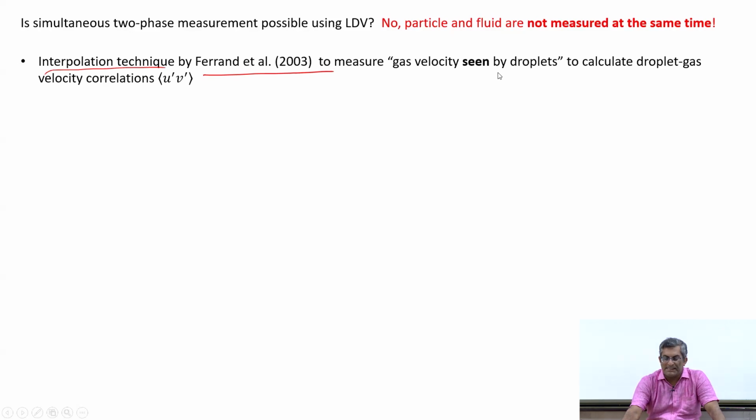But these researchers introduced an interpolation technique to measure the gas velocity seen by the droplets. That is, what is the velocity that a droplet sees? What is the gas velocity that a droplet observes?